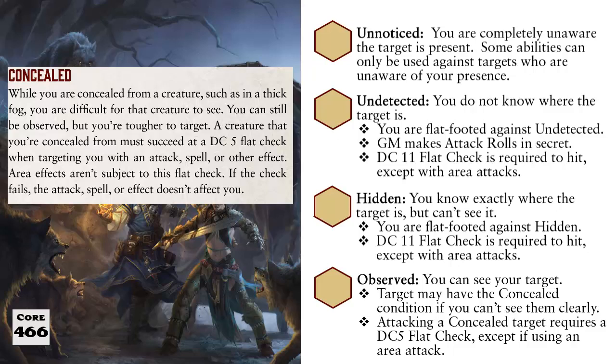When attacking a target that is concealed, you must make a flat check exactly as you do when attacking a hidden target, but the DC is only 5 instead of 11. Also note that you are not considered to be flat-footed against concealed enemies. You are only flat-footed against enemies you cannot see, and you can see a target that is observed but still concealed.